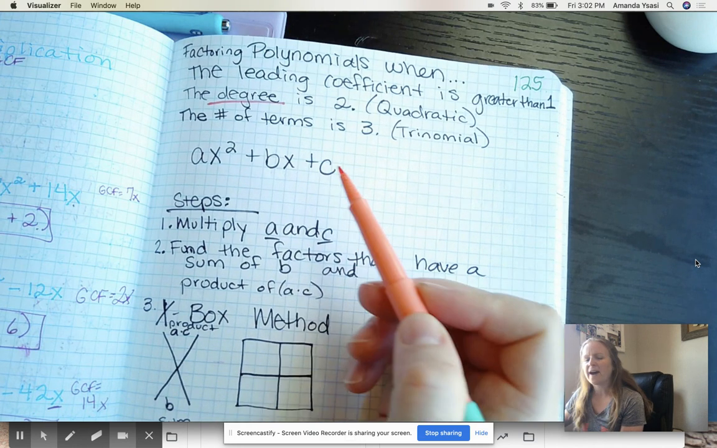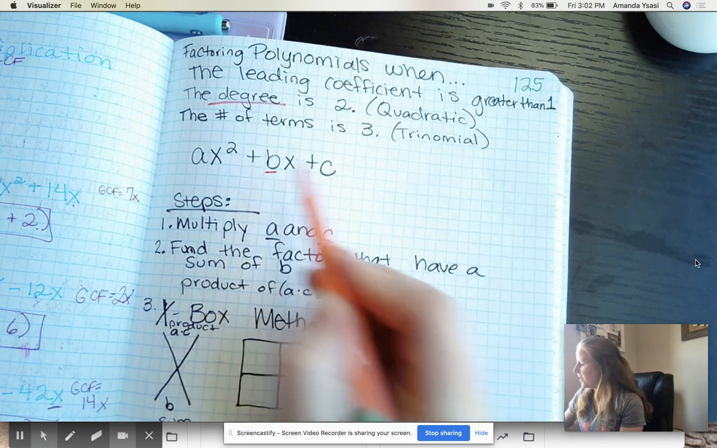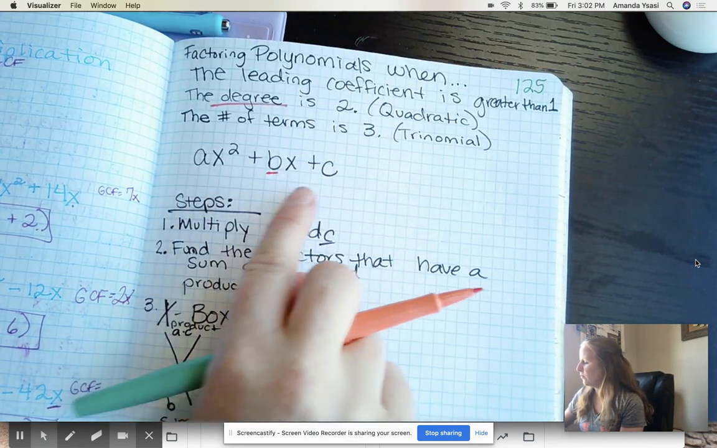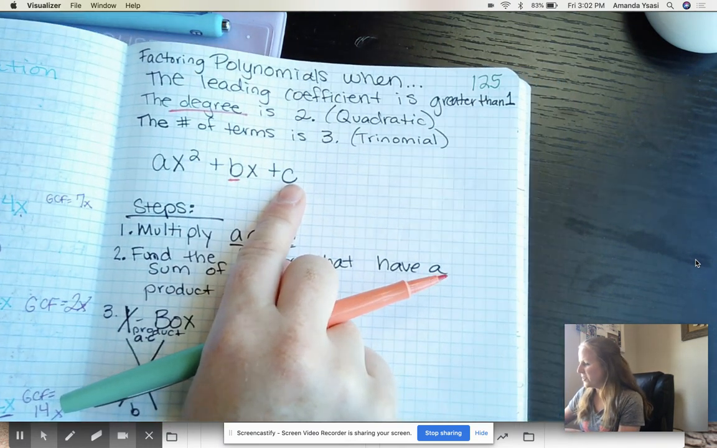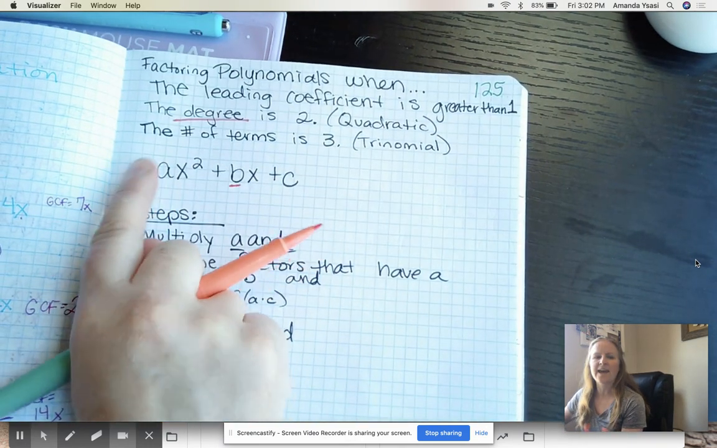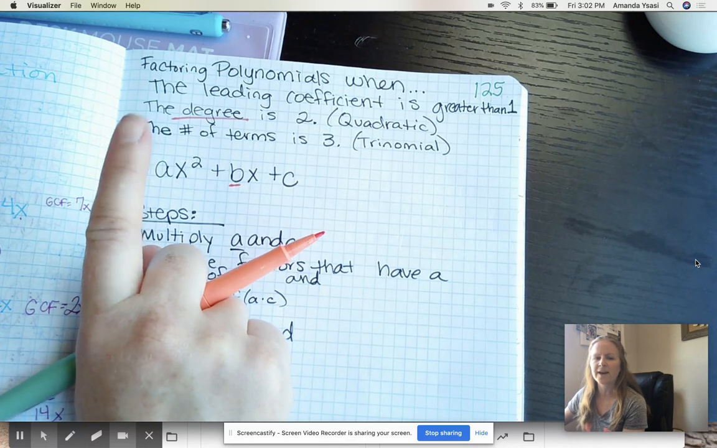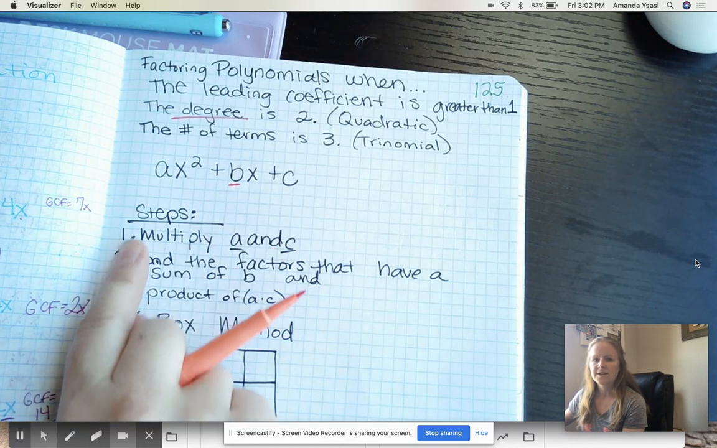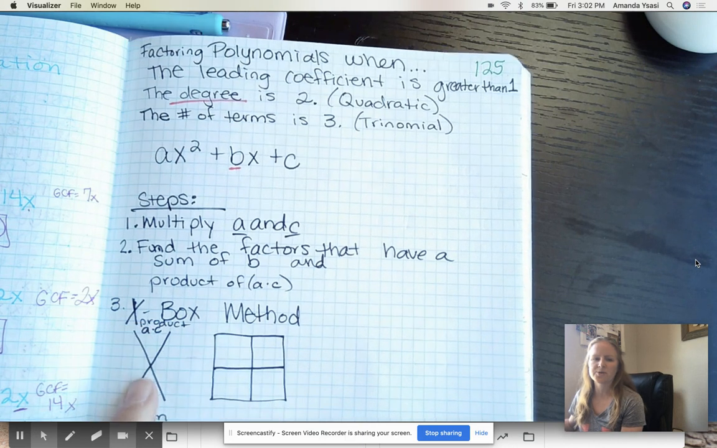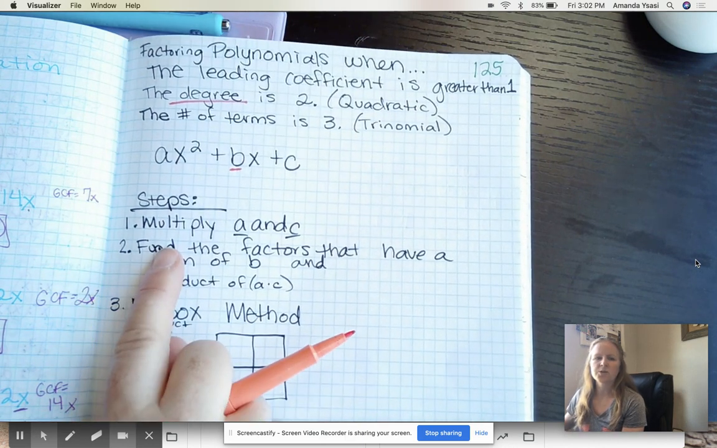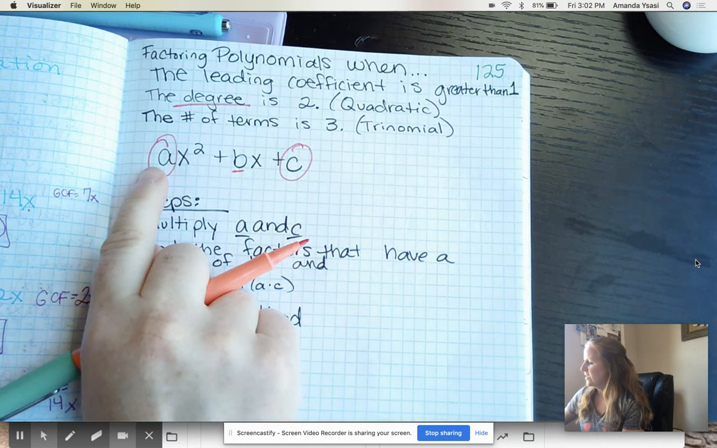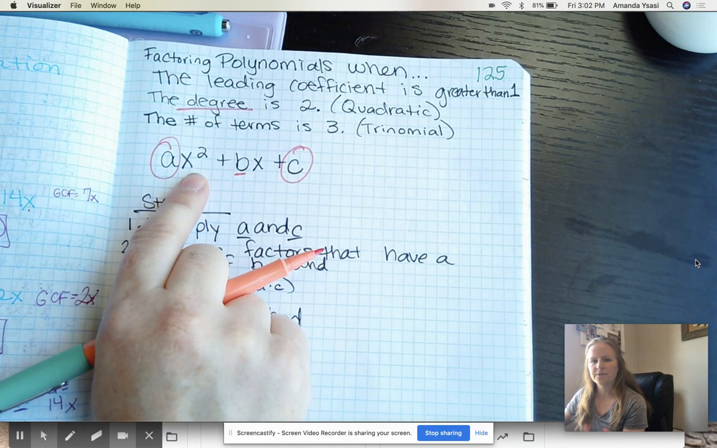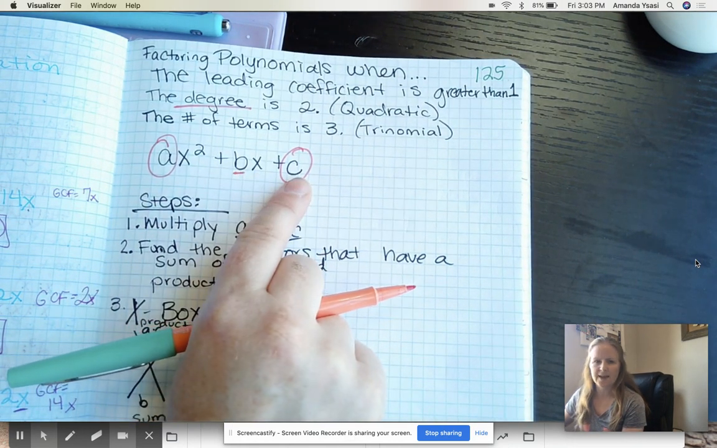So remember, when we factor these, we look for the sum of b, and then we find the product of c. Well, we're still doing the same thing, but since we have this a here, or a different number here, we've got to factor that in. So here are our steps. We are going to use the X box method. So you're going to multiply the a and the c. So a times c. So it's the coefficient of the x squared and then our constant together.